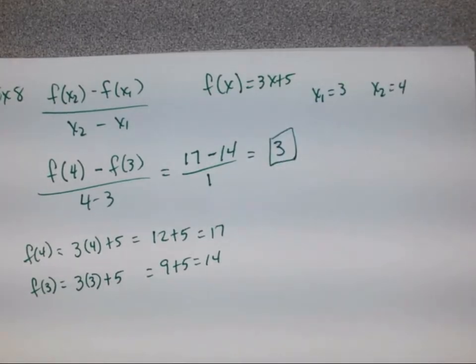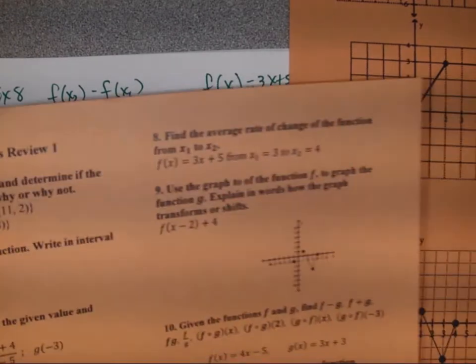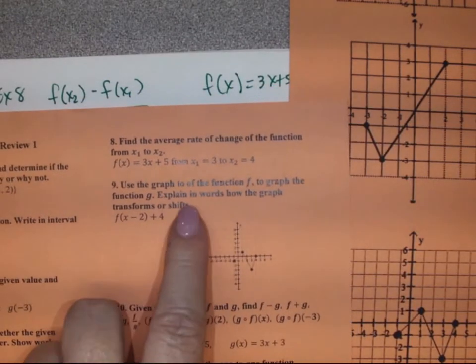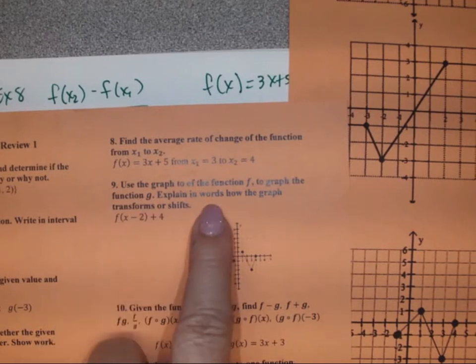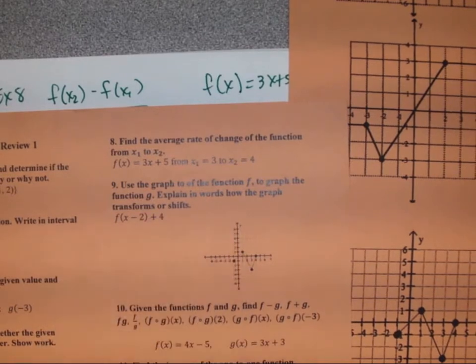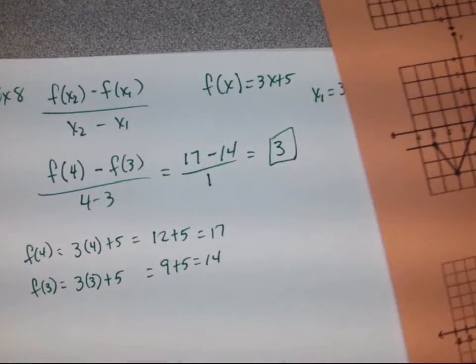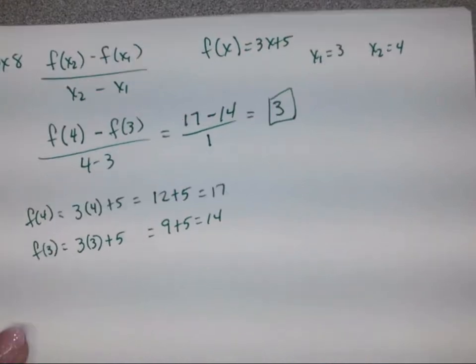All right, for the next problem, we are back to our graphs, and we are going to do some transformations. So use the graph of the function f to graph the function g. Explain in words how the graph transforms or shifts. So the first thing we're going to do, let me rewrite our function.